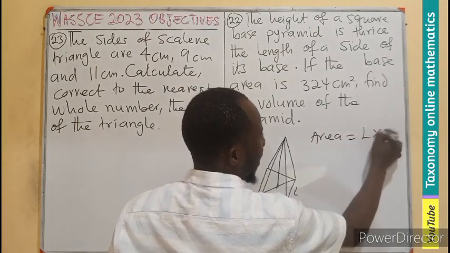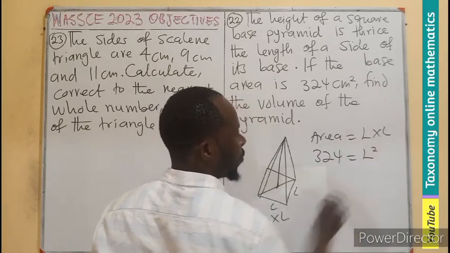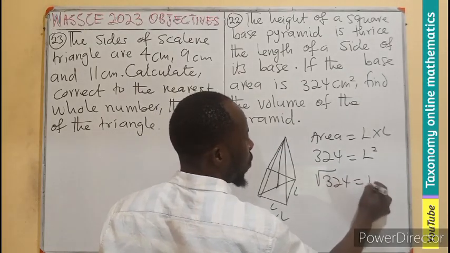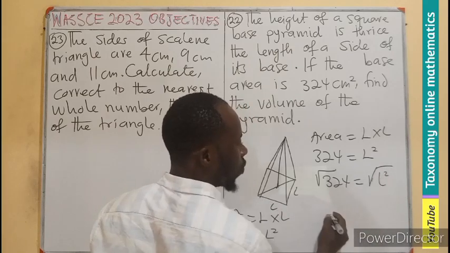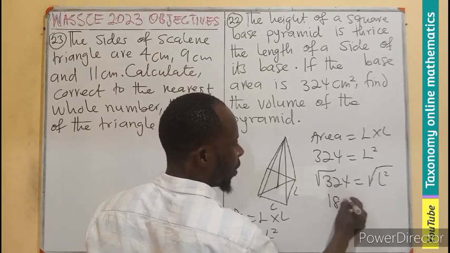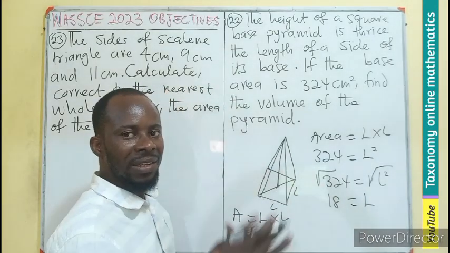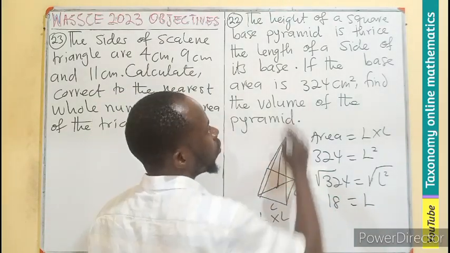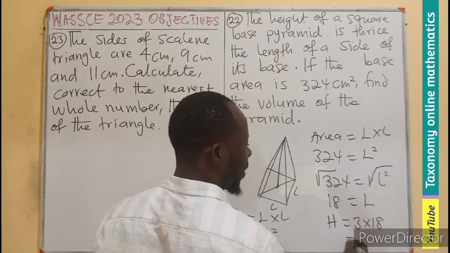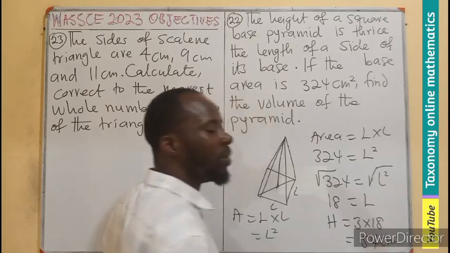which is length times length, so 324 equals L squared. Then the square root of 324 equals the square root of L squared, and this gives us 18 equals L, meaning the length of the base is 18 centimeters. So what will be the height? The height will be 3 times 18, which is 54 centimeters.